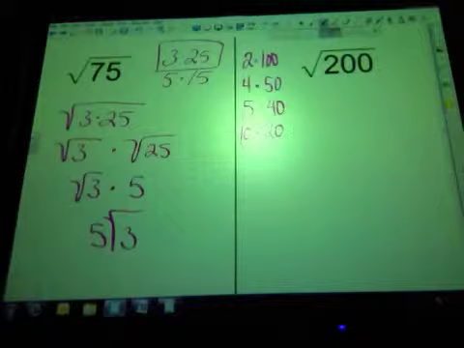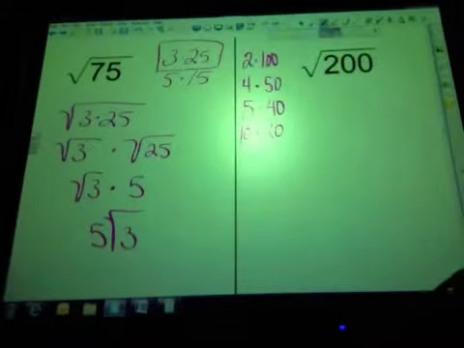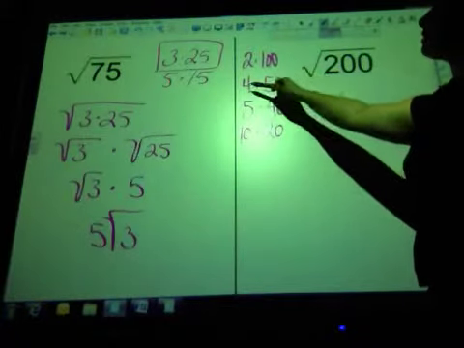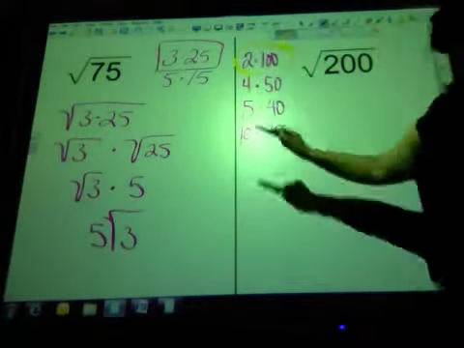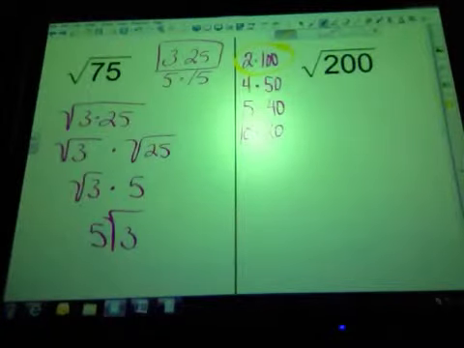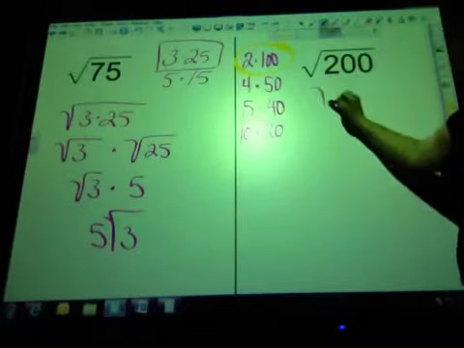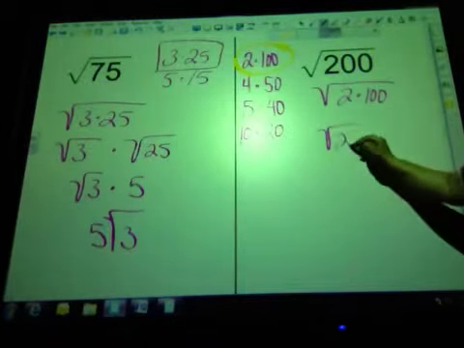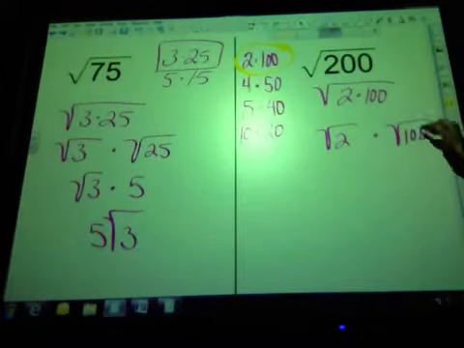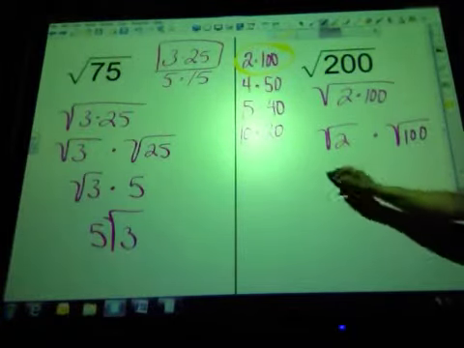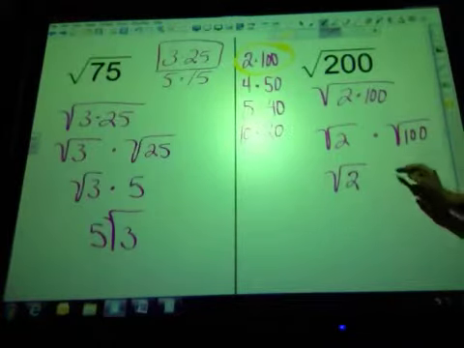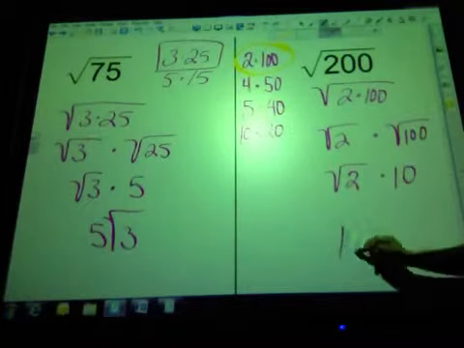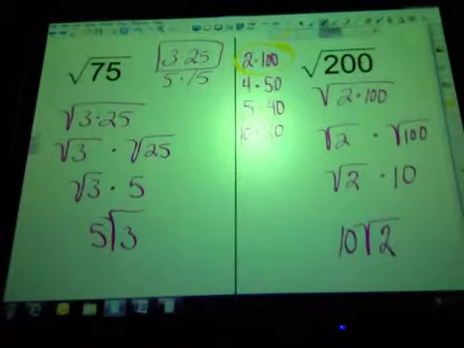To get the one that has the least amount of work, you're looking for the biggest square number. So 4 is a square number and 100 is a square number. I'm going to go with 100 because it's a lot bigger than 4. That means I'll have less work to do later. So we're going to break apart 200 into 2 times 100. Even farther, square root of 2 times square root of 100. Square root of 2 I can't do, so I just leave that. Square root of 100 is 10. So I have to write this in my simplified form, 10 times the square root of 2.